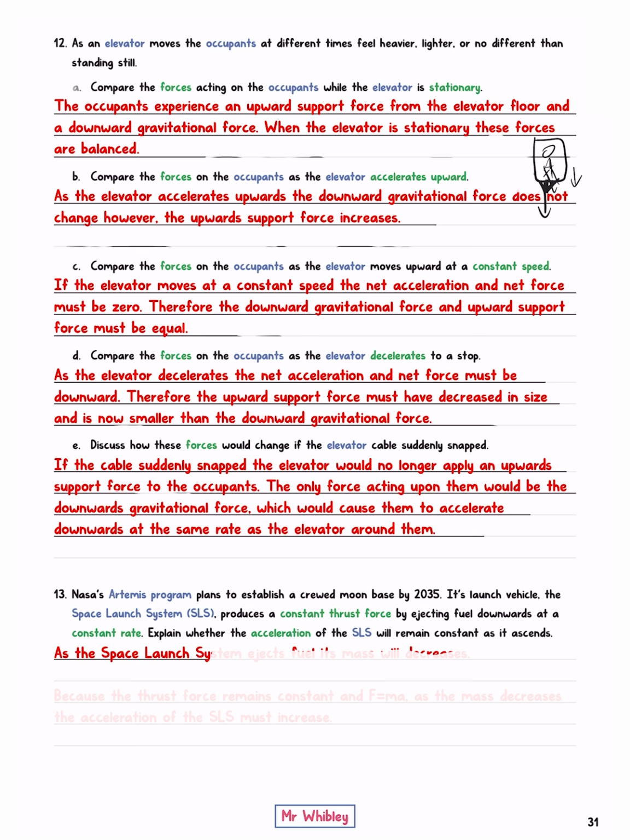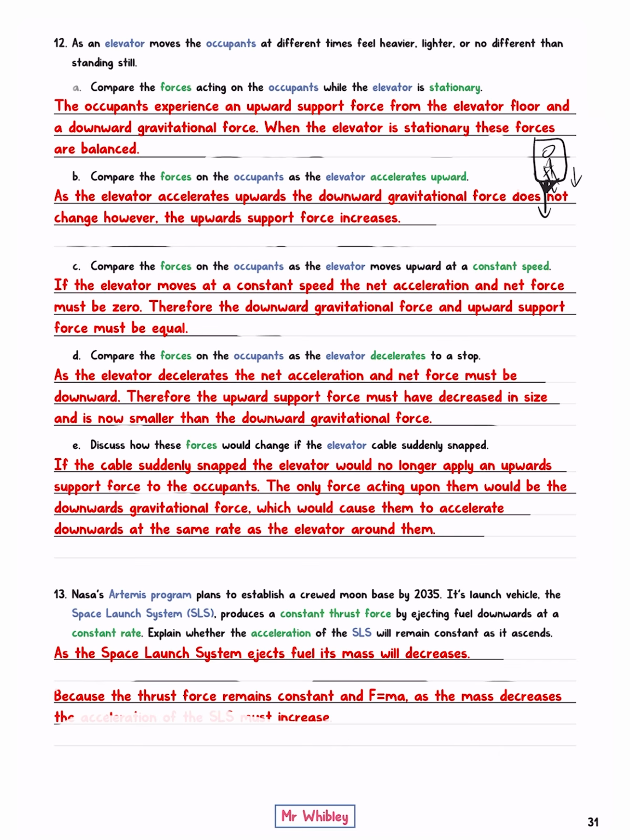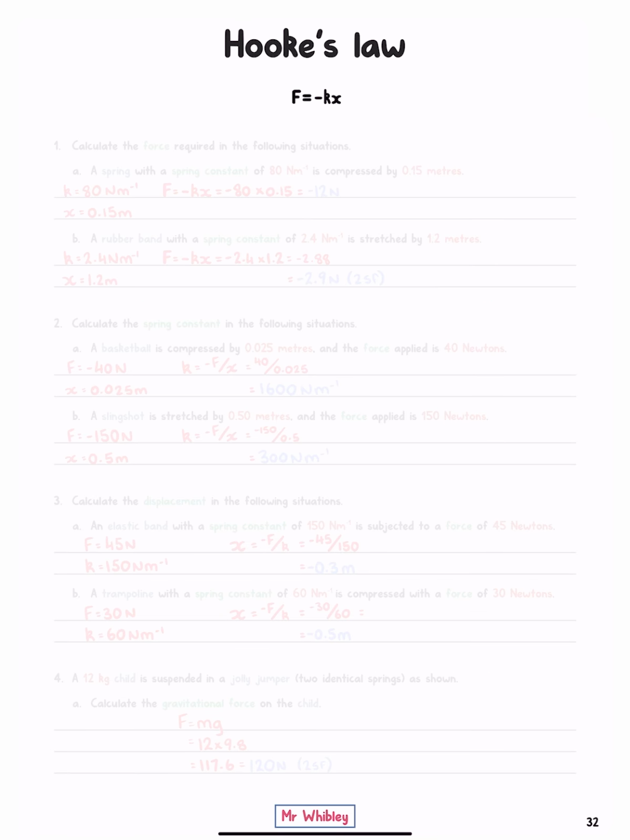As the Space Launch System ejects fuel, its mass will decrease. Because the thrust force remains constant, and F equals ma, as the mass decreases, the acceleration of the SLS must increase. Hooke's law. Question 1.